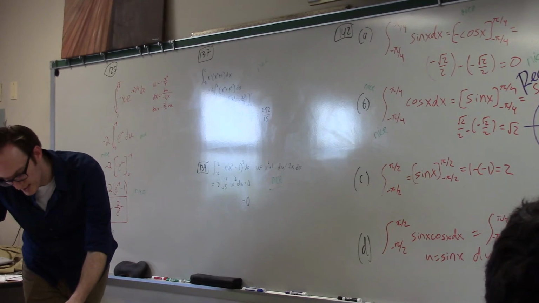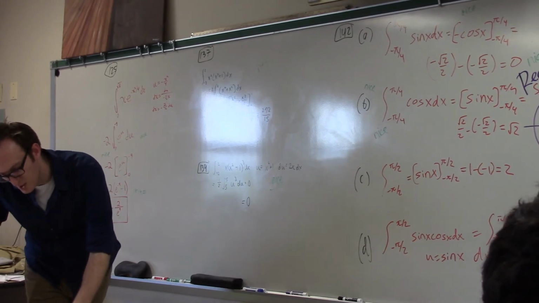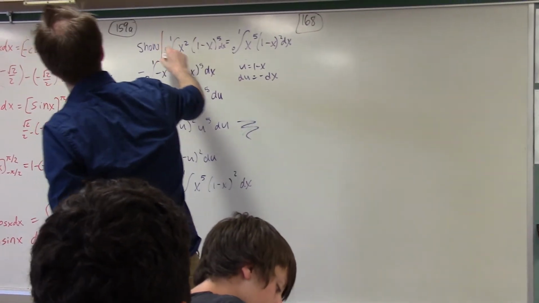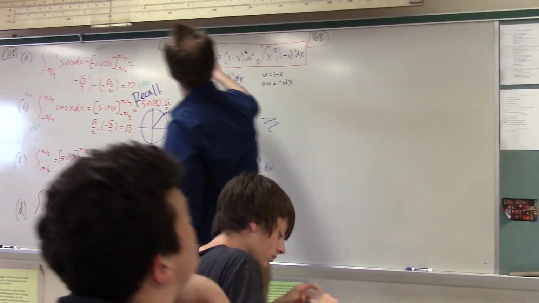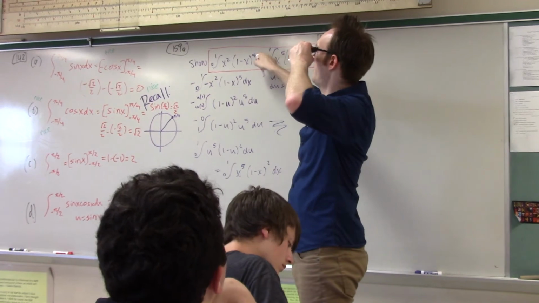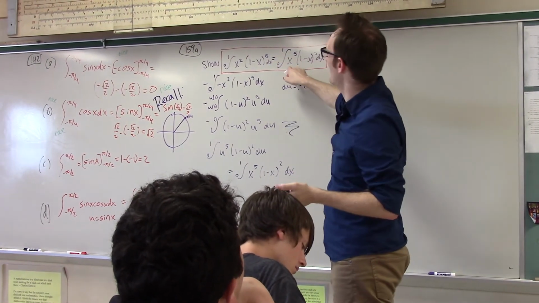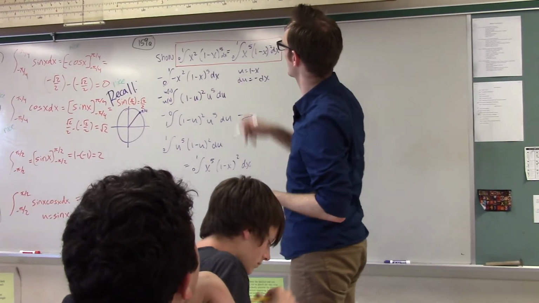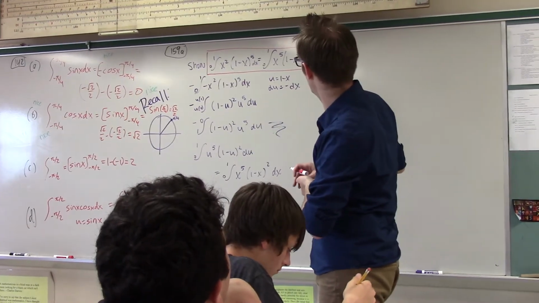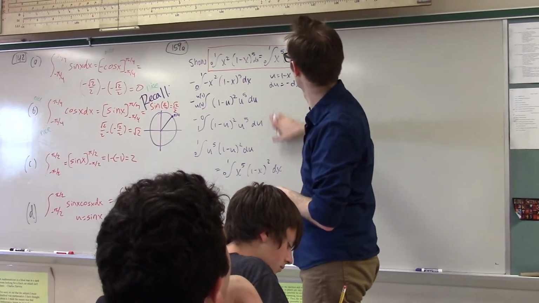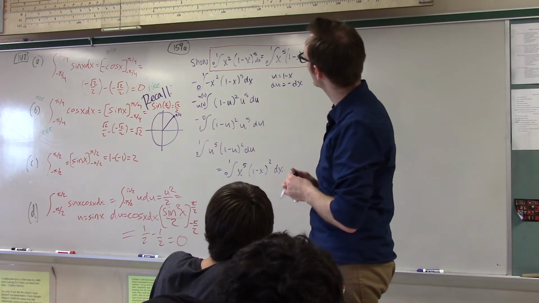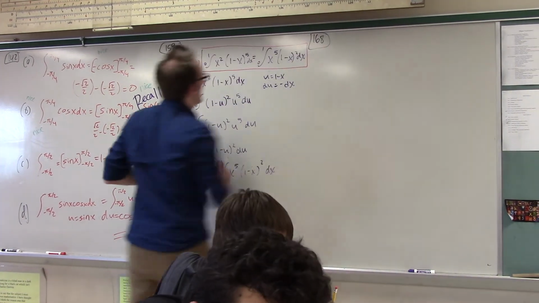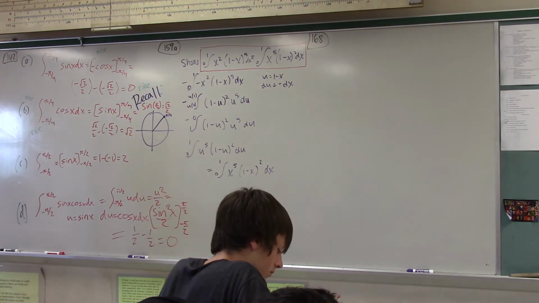159 was a good problem. 159 said show that the integral from 0 to 1 of x squared (1 minus x)^5 is the same as the integral from 0 to 1 of x^5 (1 minus x)^2. Basically, let's see, who did this problem? Park. Who did this problem? Great. House Park says, okay, let's just start with the left and see what happens.